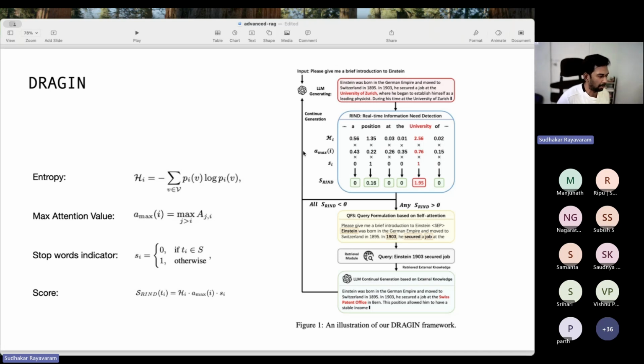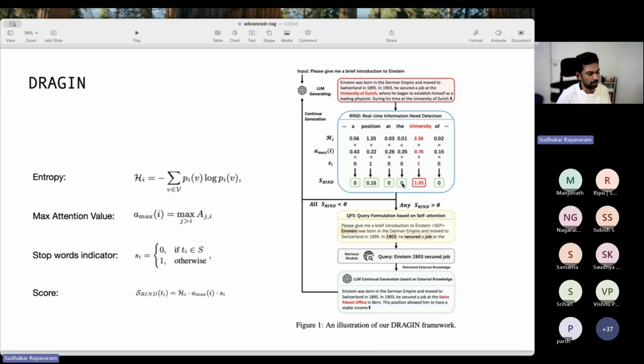So in this formula they are using entropy, attention value, and also stopwords. You don't need to worry about stopwords, right? A, at, the, is, when. Those are basically not going to change the meaning. That is why those words are just marked as zero, so that the value is always zero.